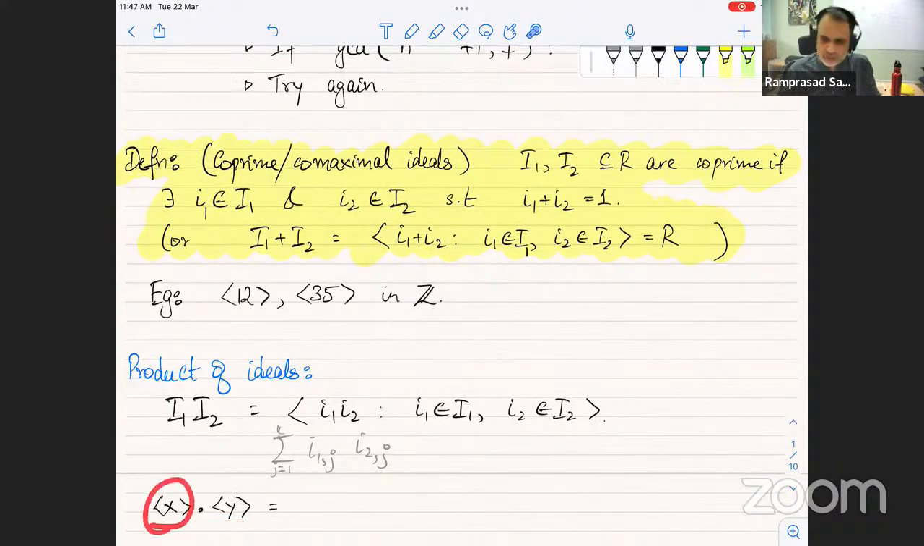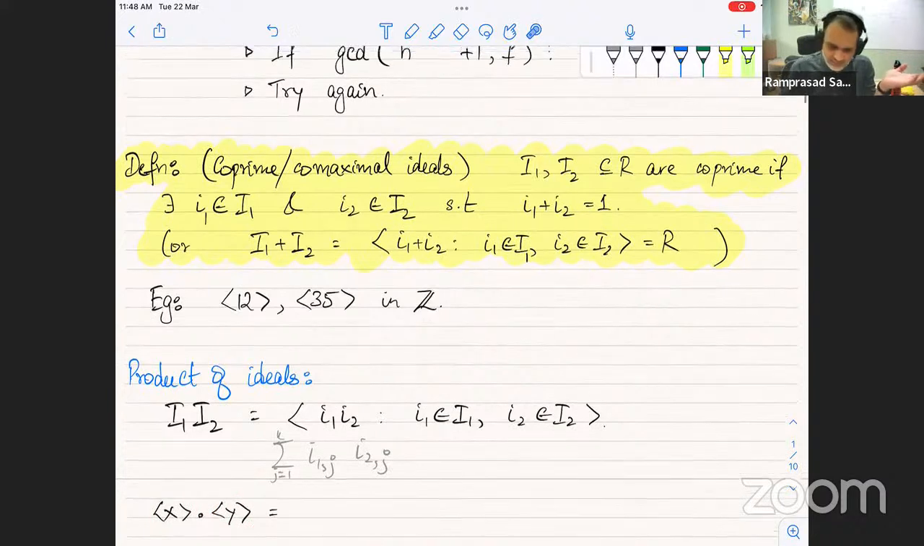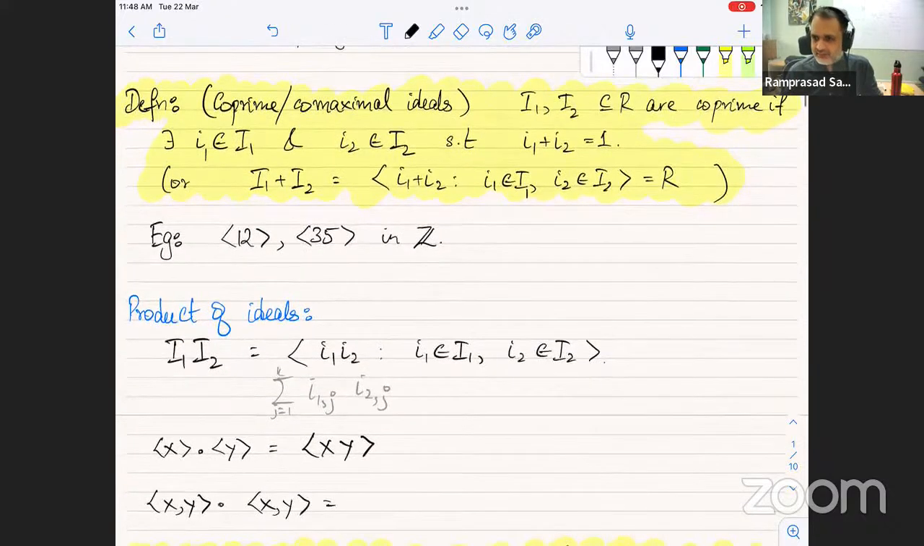These are all polynomials that are divisible by X, and these are all polynomials that are divisible by Y. And you can see that these are basically all polynomials that are divisible by XY. So there's nothing fancy going on here. Here is one other example, one where one needs to be a little careful. So what can we say about this?